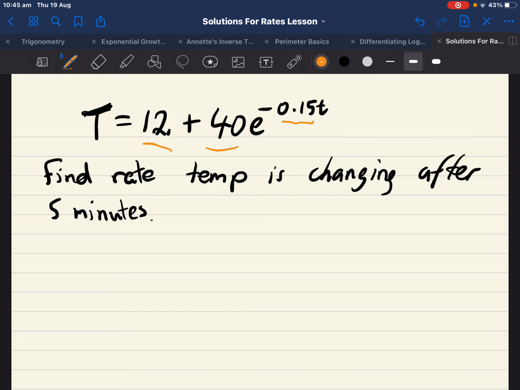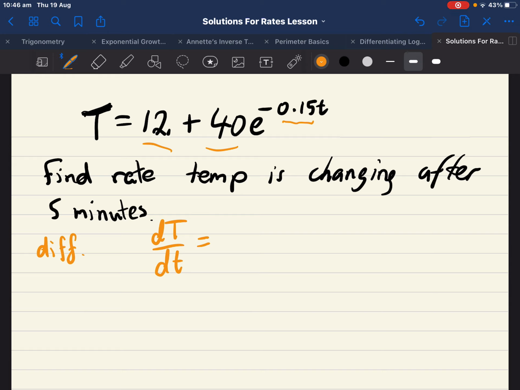Okay, so if we want to find the rate at which something is changing, we don't want T, what we want is dT/dt. This is the rate at which the temperature is changing with respect to time. In other words, how fast is it heating or cooling? So we have to differentiate. If you want to find the rate at which something is changing, you need to differentiate, and that's what we need to do for every single question. So we need to differentiate this.